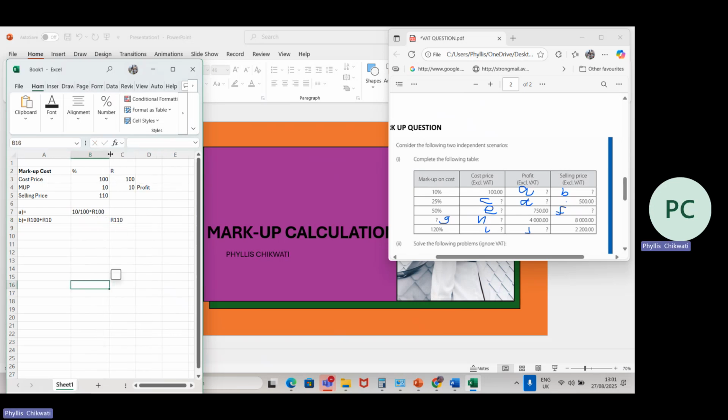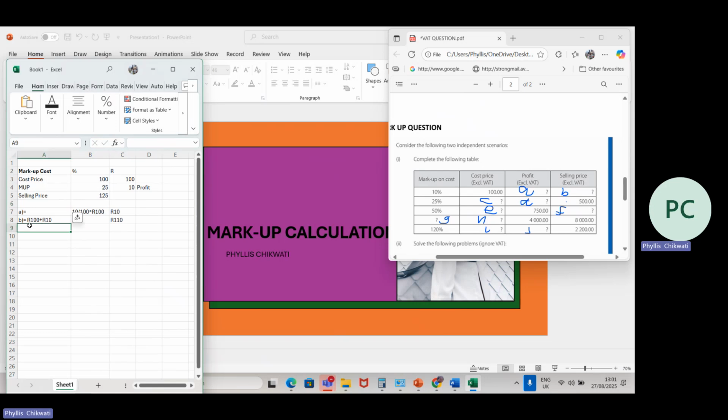Same applies here. It gives us our profit is 10 rand. Okay, so let's see part C. Part C, our markup is now 25% and is still on cost. Therefore, our cost price percentage is 100 rand, and then our markup percentage now changes to 100 to 25, and then our selling price is now 125.